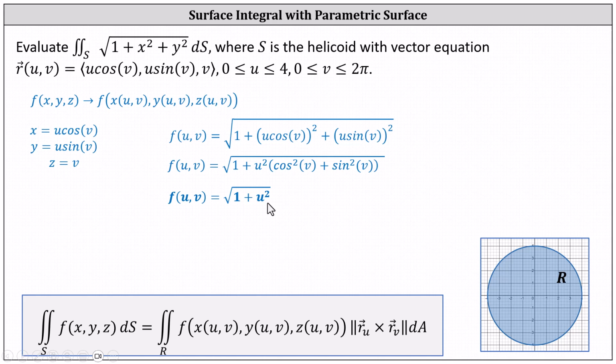Now let's begin to work on determining the magnitude of the cross product of the partial of r with respect to u and the partial of r with respect to v. We begin by determining the first order partial derivatives of r. To determine the partial of r with respect to u, we differentiate each component of r of u comma v with respect to u, treating v as a constant. The partial of u cosine v with respect to u is 1 times cosine v or cosine v. The partial of u sine v with respect to u is 1 times sine v or sine v, and the partial of v with respect to u is 0.